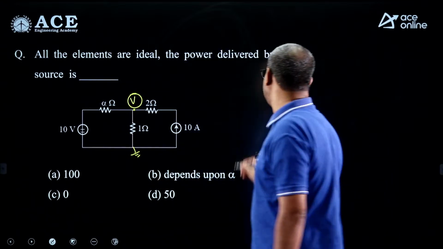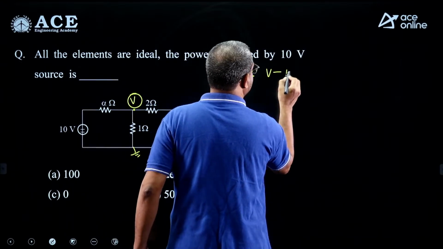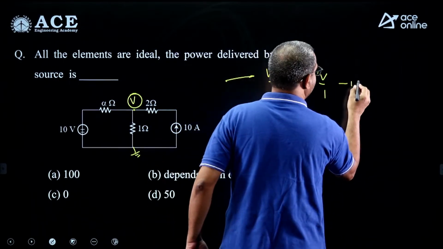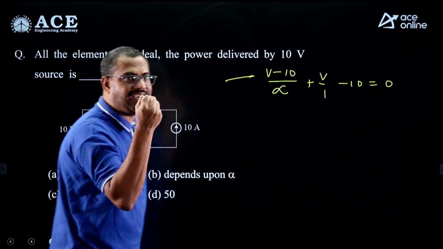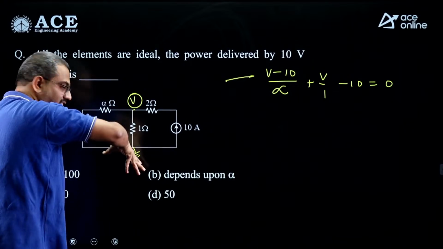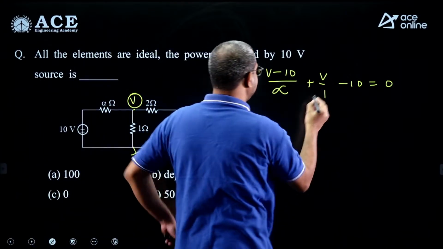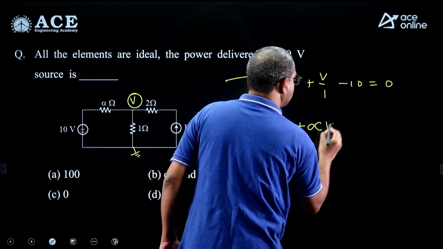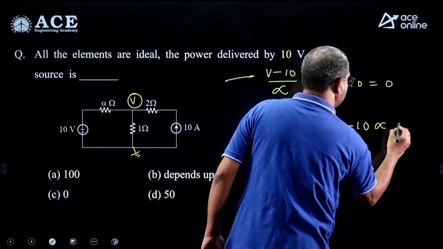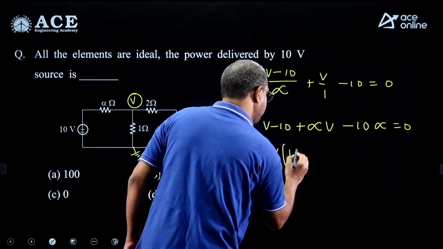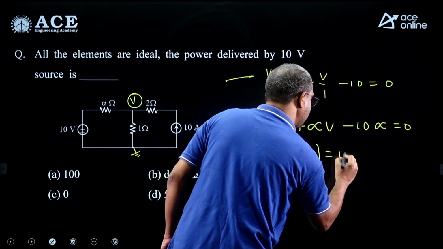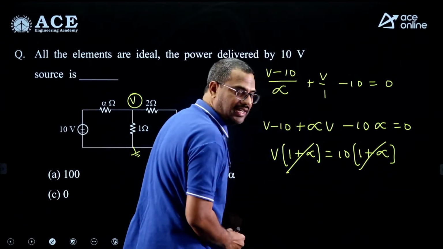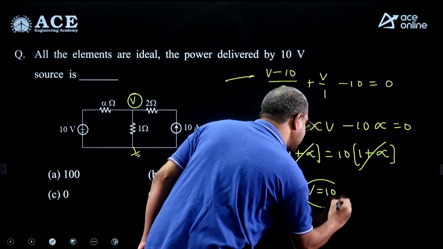Now if I write the nodal equation directly, (V minus 10) by alpha plus V by 1 minus 10 amps is equal to 0, because in nodal analysis we write KCL. (V minus 10) by alpha, plus V by 1, minus 10. So if you solve, taking alpha as LCM, V minus 10 plus alpha V minus 10 alpha is 0. Interestingly, if you take V common, (1 plus alpha) on this side, you take 10 common, again it is (1 plus alpha). So interestingly, this is nothing to worry about, and directly V is 10 volts. So in nodal analysis, the node voltage is 10 volts.